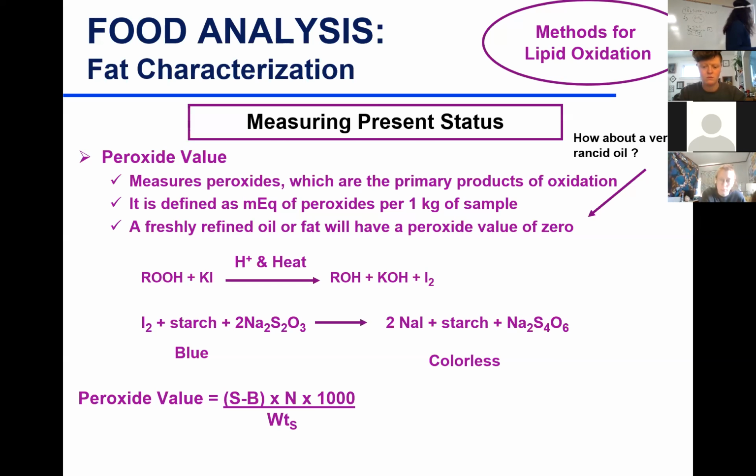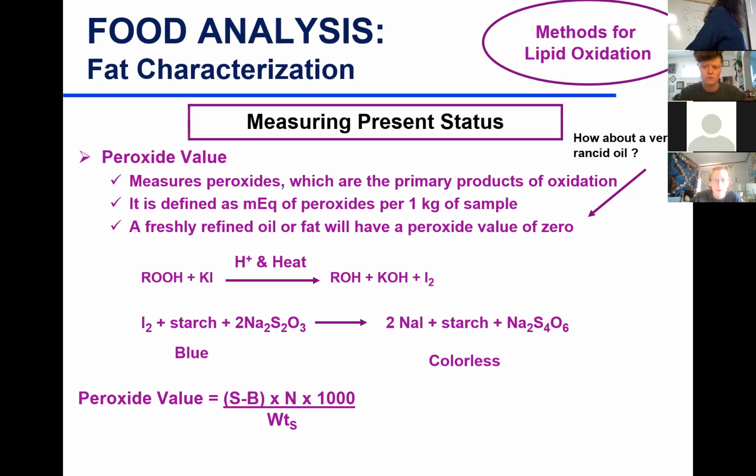So back to peroxide value, the chemical reaction that we do: you have the peroxide, you react it with potassium iodide, and you get iodine. The iodine in the presence of starch indicator will be blue. We titrate with sodium thiosulfate until colorless, until all of the iodine has been titrated. The last drop will render everything colorless.